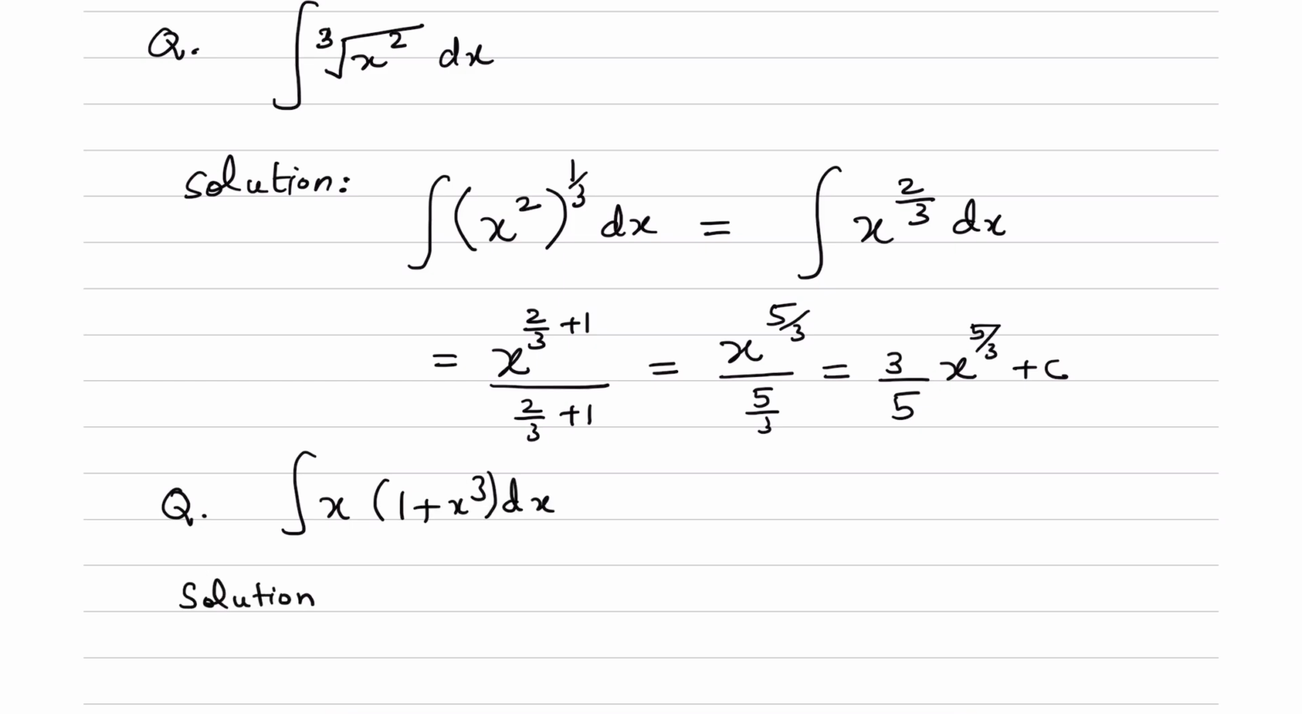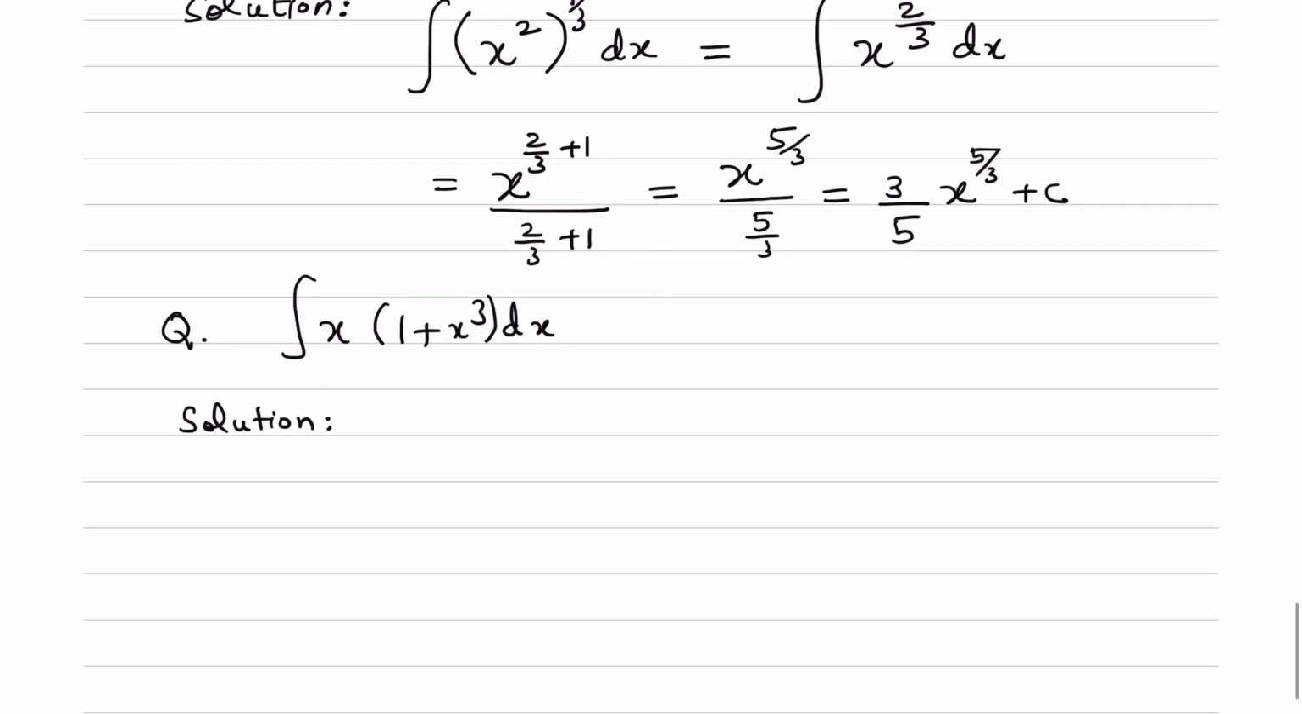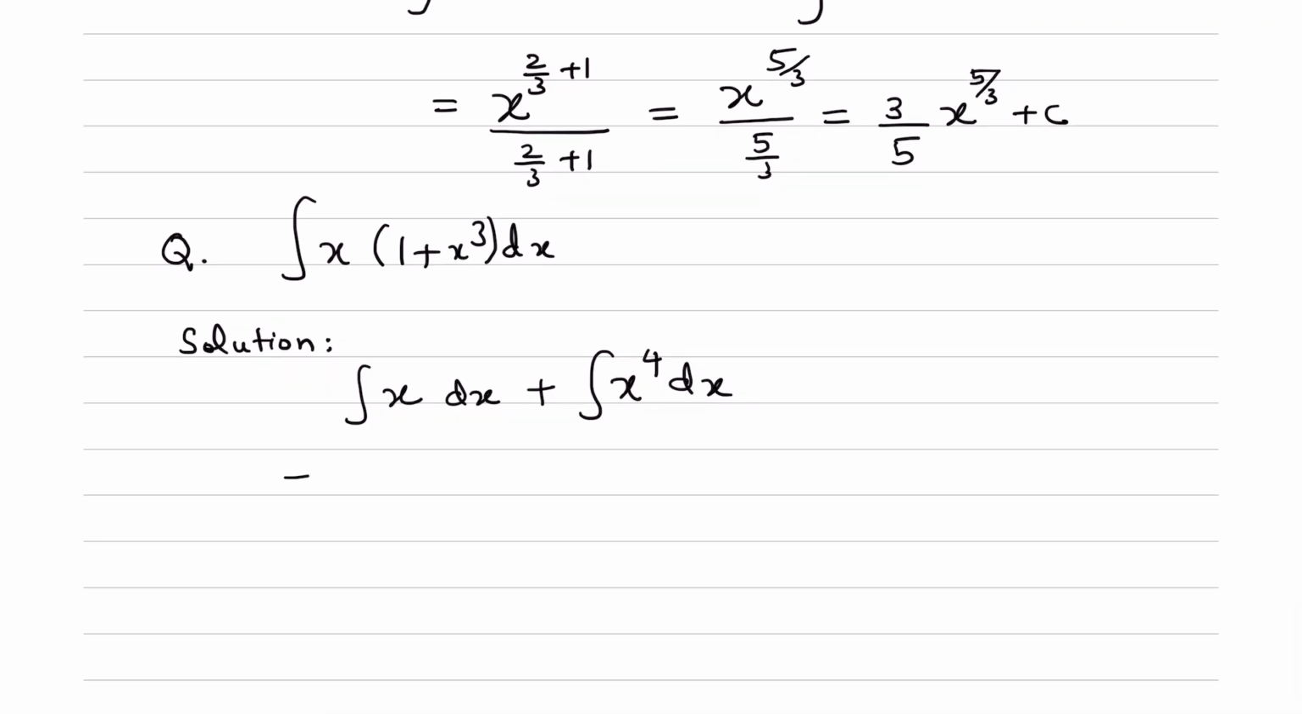Let's solve another problem, which is we have to integrate x into 1 plus x cube. Before we solve this integration problem, we will rewrite our function as the integral of x dx plus the integral of x power 4 dx. We can see that x multiplied with 1 gives us x, and x multiplied with x cube is x to the power 4. We will separately integrate them. The integration of x by the power rule of integration is x square by 2. The integration of x power 4 by the power rule of integration is x power 5 by 5 plus some constant.